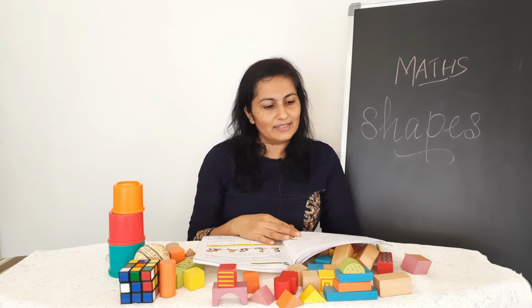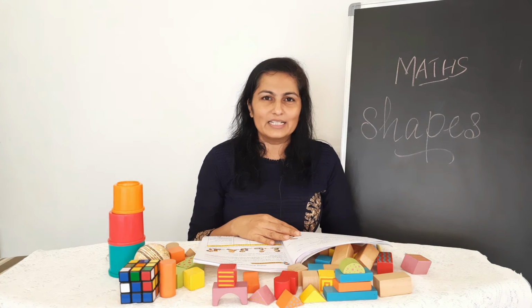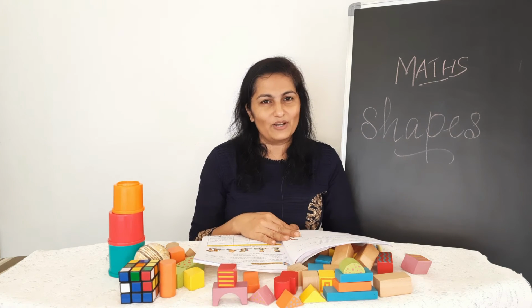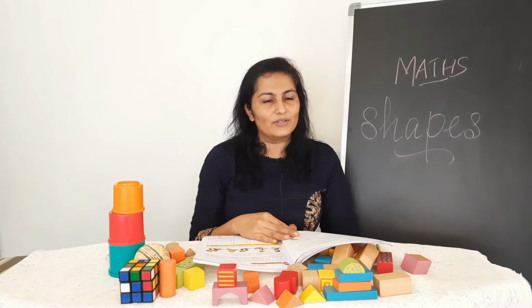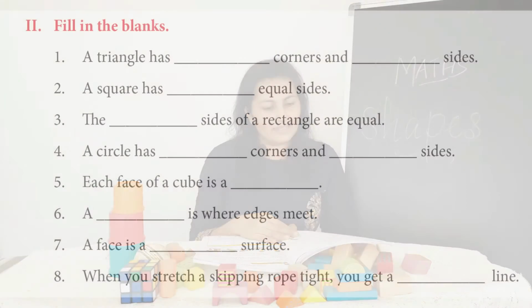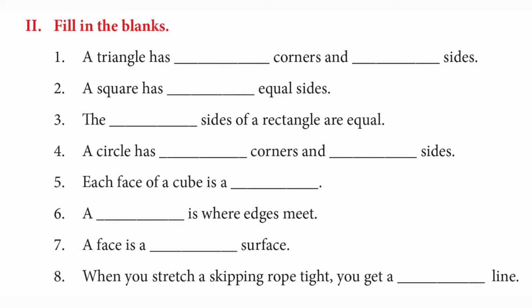There is another set of exercise for you. This will tell you a little bit more whether you have understood the concept of 2D and 3D shapes. This can be done by you. So take out your pencils and you can start writing. A triangle has dash corners and dash sides. We just learned about it, right?